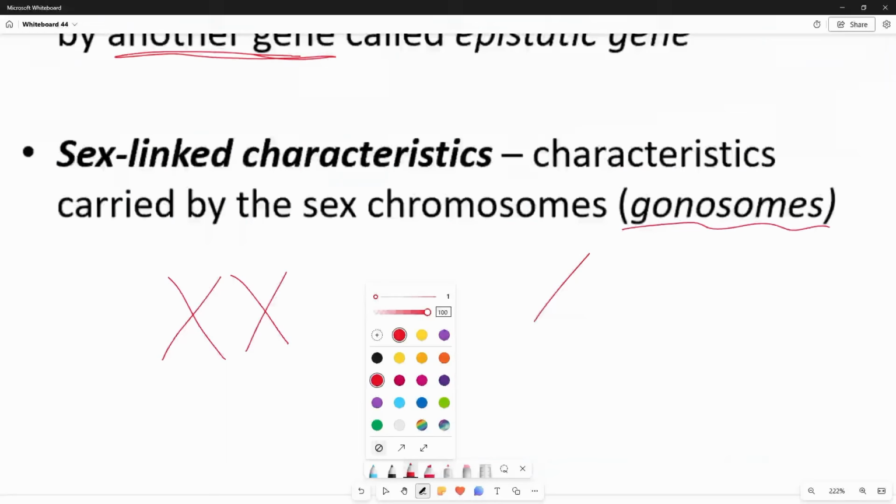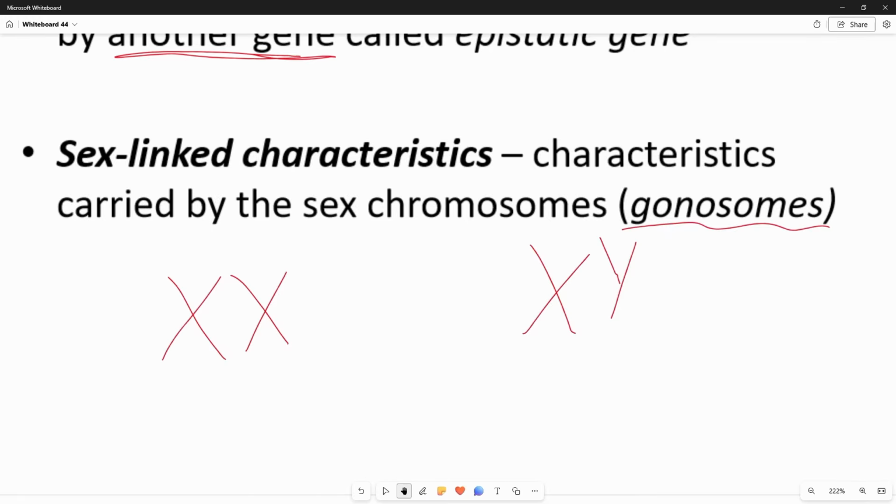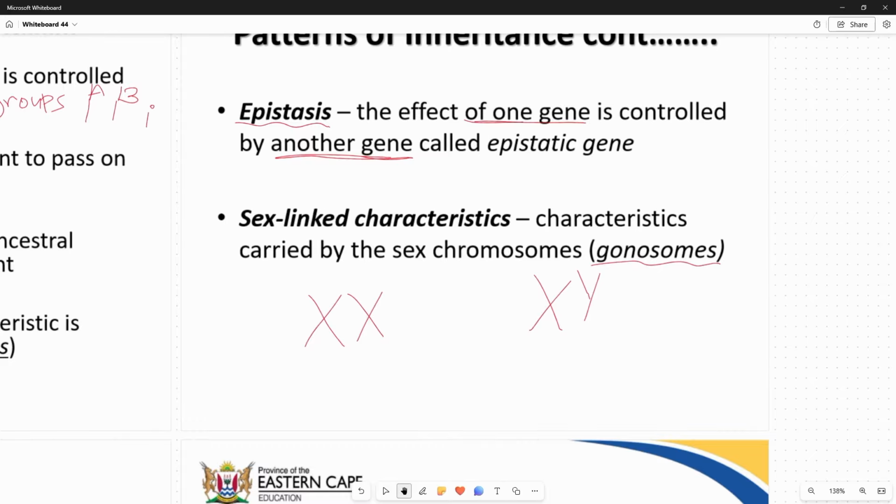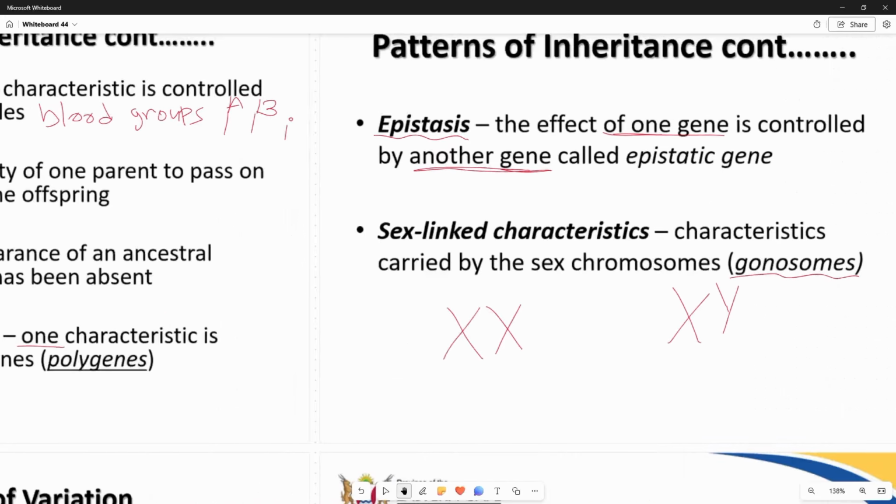So very, very important. We know that in terms of the female, your sex chromosome is the XX, and in terms of the male, you have the X and Y. So there are characteristics that are carried by these chromosomes. Those characteristics are called the sex-linked characteristics. So this concludes the patterns of inheritance.